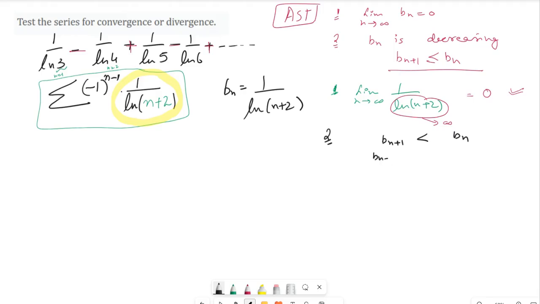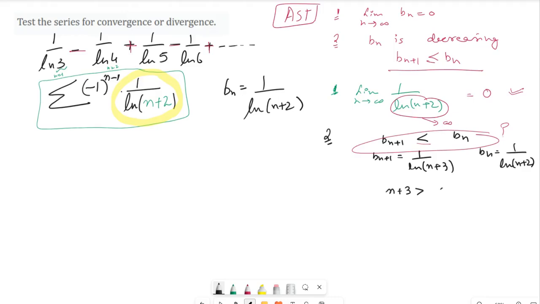What is Bn plus 1? 1 by natural log of n plus 3. What is Bn? 1 by natural log of n plus 2. Now, I have to prove that Bn plus 1 is less than Bn. That is my question. Okay. How do we prove that? We know that n plus 3 is more than n plus 2. Everybody knows that. If I take log on both sides, it is still more than log of n plus 2. Why? Because log is an increasing function.